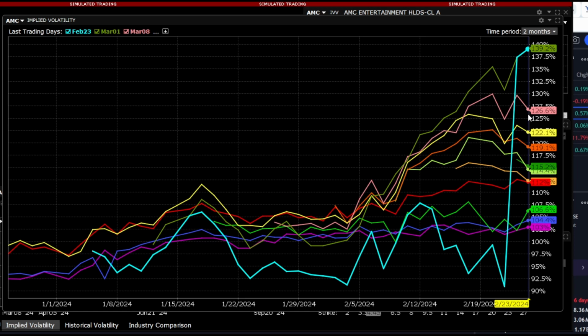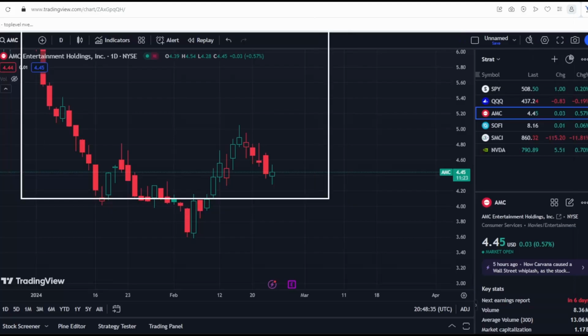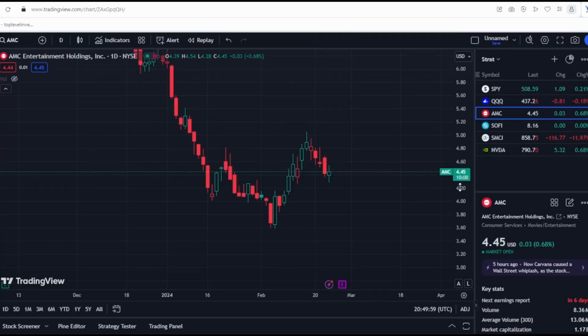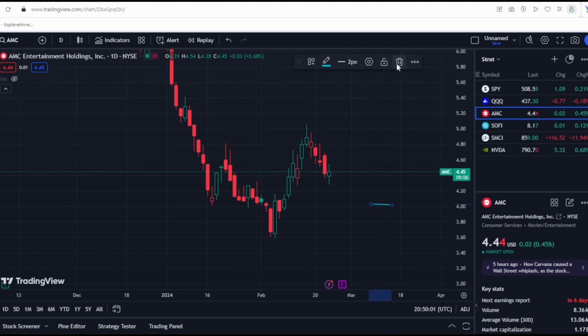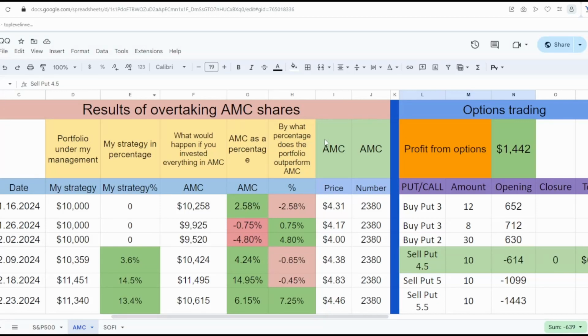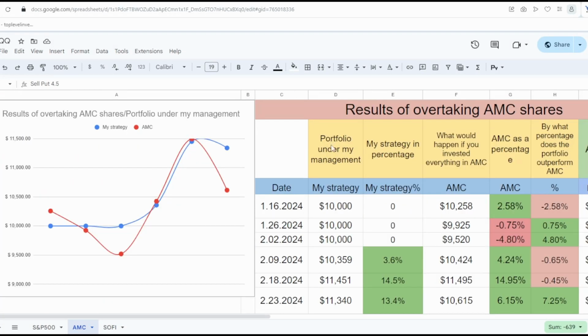Again, I say there's no need to make premature sharp movements here. Everything should be gradual. You can see there are gradual sales. I'm selling options not every day, but gradually, there are no jerks here. Everything is achieved smoothly. As you can see, there's already a good gap in my favor. I'm starting to distance myself from AMC.